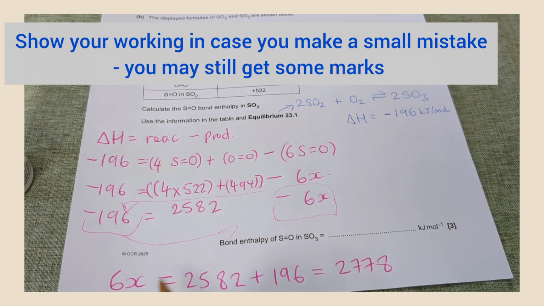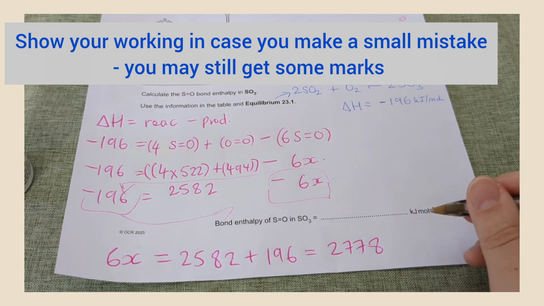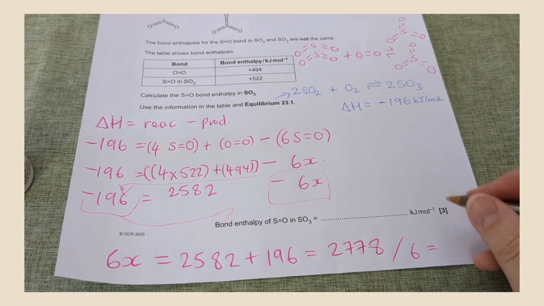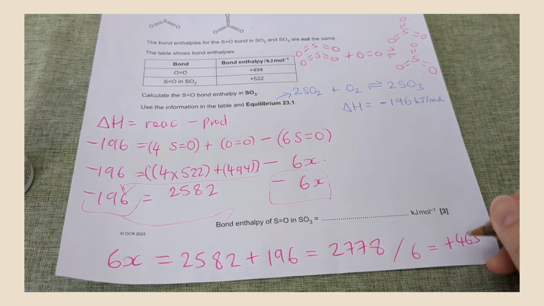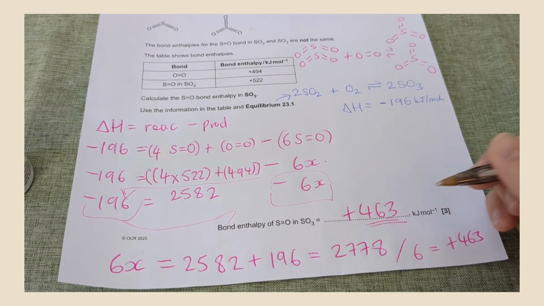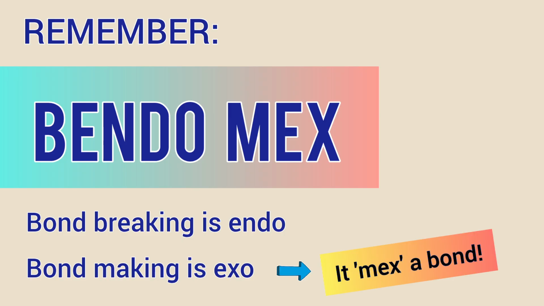2778. Now remember that's the value for 6 of them. We just want 1 of them, so divide that by 6. And we get plus 463. And just make sure you write that on the answer line. And lastly, for bond enthalpy, something I always tell my students, remember bendomex. Bond breaking is endothermic, bond making is exothermic.